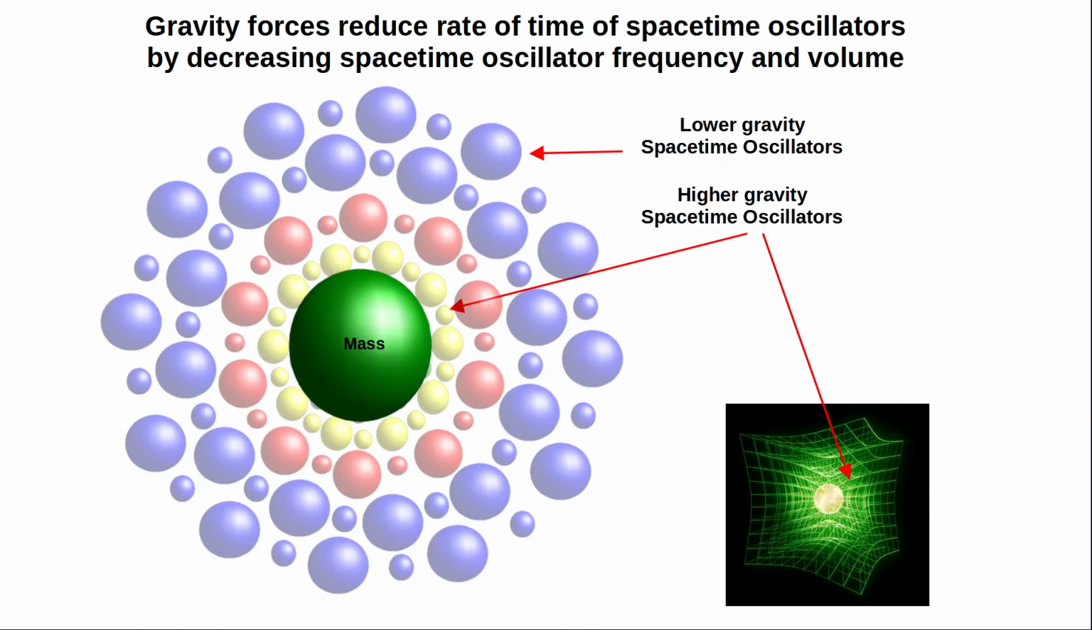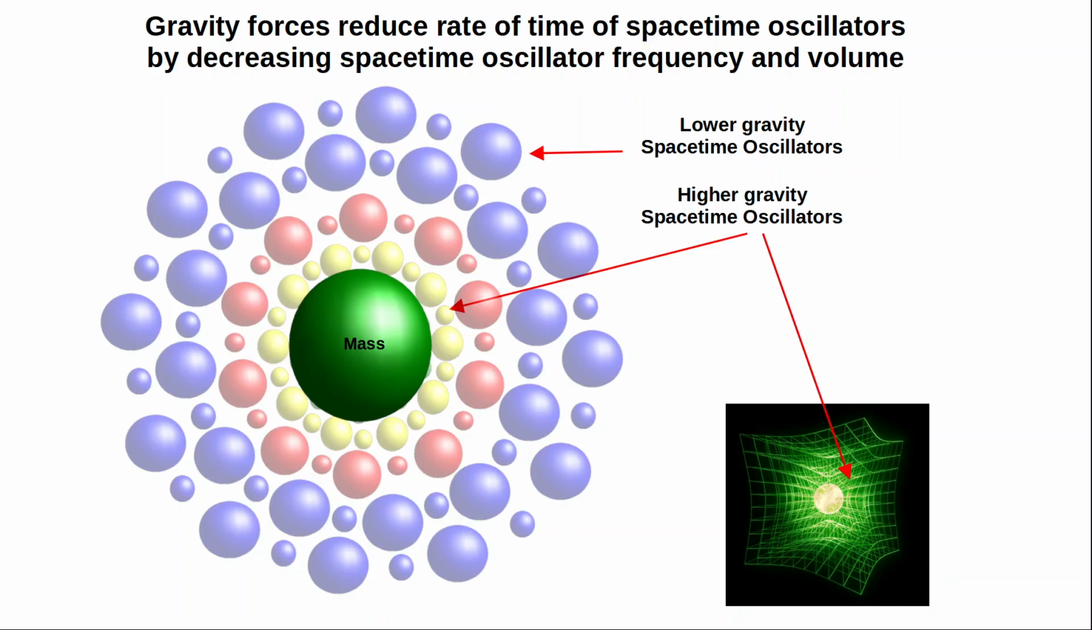So now let's move on to how a mass affects oscillating space-time. Gravity created from a mass has acceleration, meaning that gravity effects get weaker the further away from the mass. Here is an example of a mass affecting space-time oscillators, where the gravity effects closer to the mass have slower frequency and less volume than the oscillators further from the mass, where the gravitational force is less.